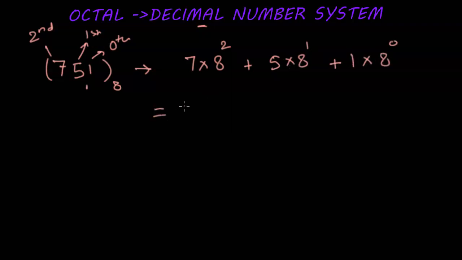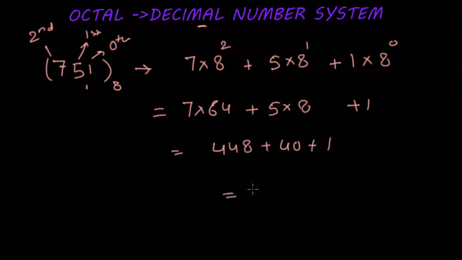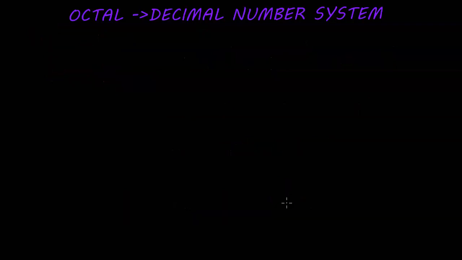Now what does this amount to is 7 into 64 plus 5 into 8 plus 1, which is 448 plus 40 plus 1, and this amounts to 489 in its decimal form. Hence 751 as an octal number can be represented as 489 in its decimal form. Let's understand this better with another example.